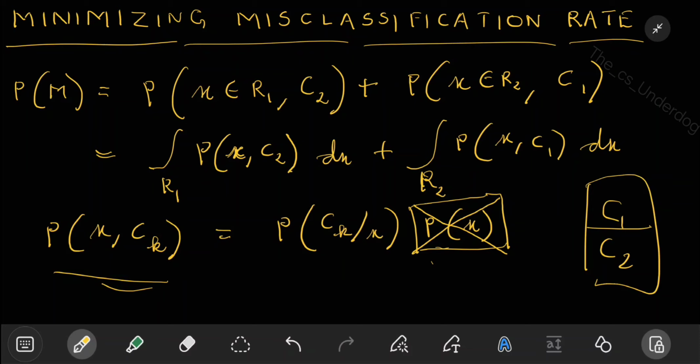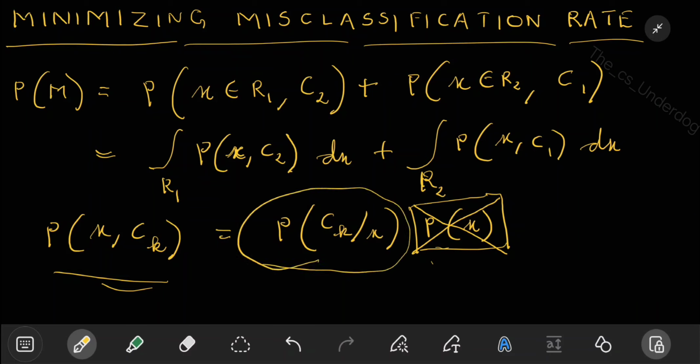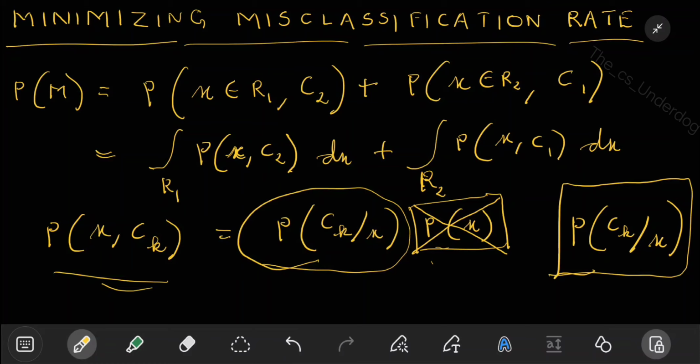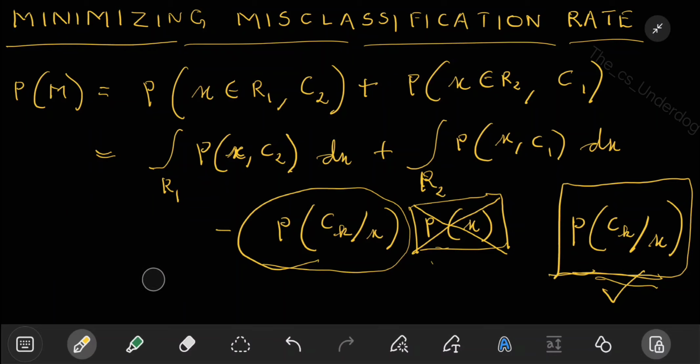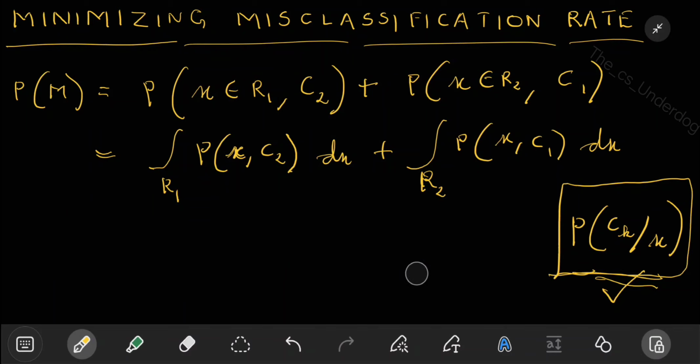So if you remove this p of x term, what remains? p of Ck given x, which means your final rule is to assign it to whichever class has higher value of p of Ck given x. And what is your p of Ck given x? From the lectures till now, you understood this is the posterior. So finally, in order to minimize the misclassification rate, what do you have to do? You have to find the posterior and assign this point to the class which has higher posterior probability. That is p of Ck given x, the posterior. Whichever has higher posterior, you have to assign it to that.